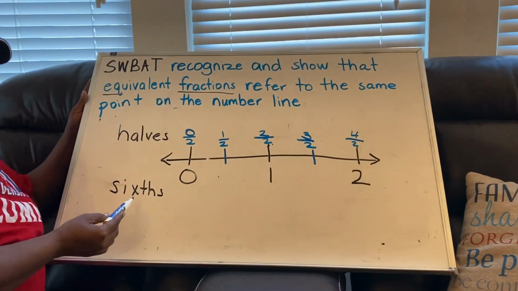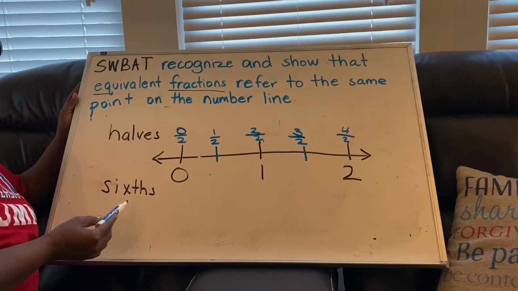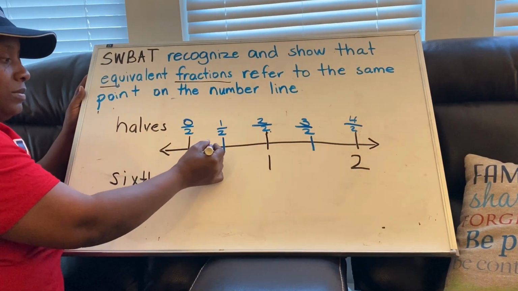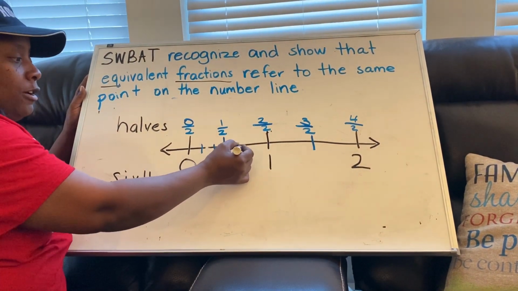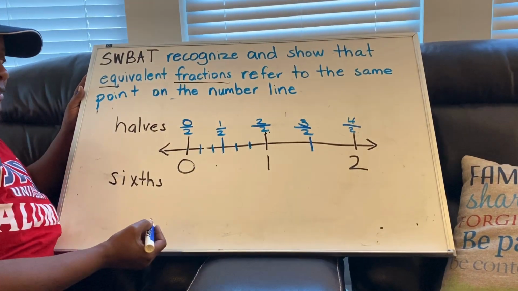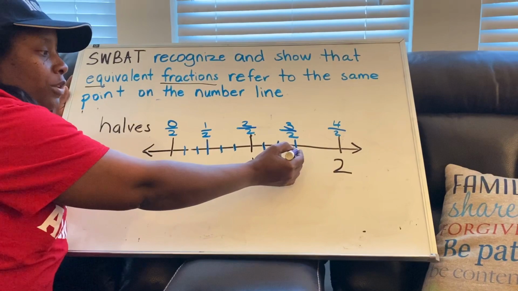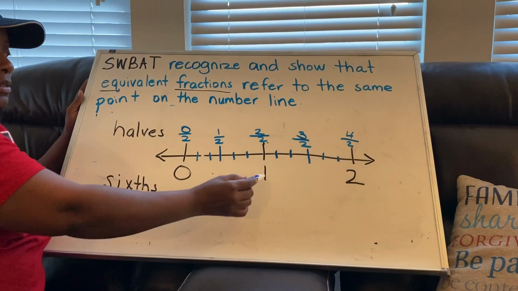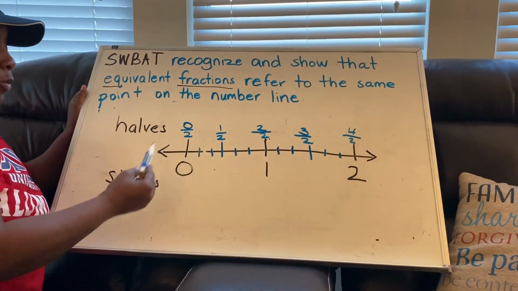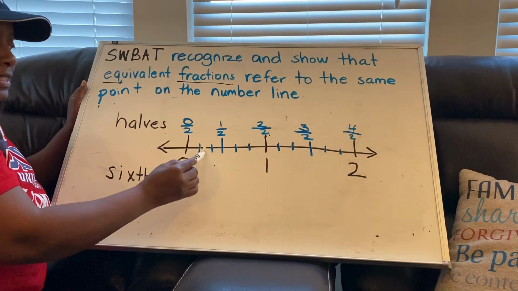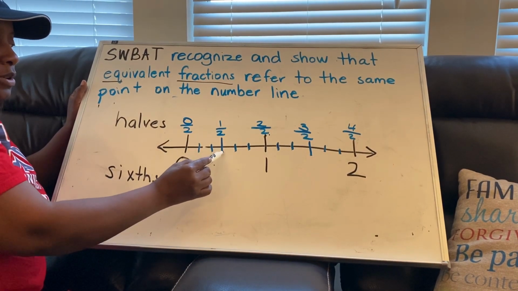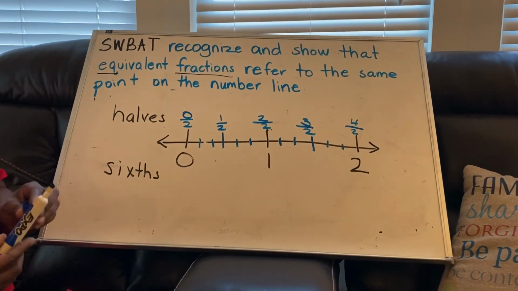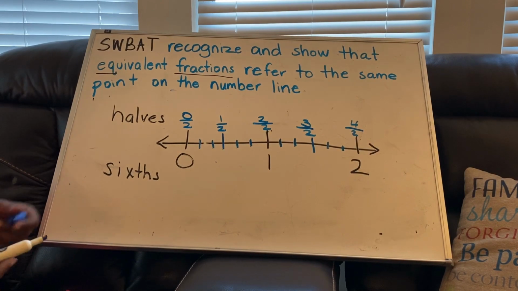And then of course sixths is 6 equal parts. 1, 2, 3, 4, 5, 6. So for sixths, from our first few lessons, we learned that from 0 to 1, I have to do 6 equal parts. 1, 2, 3, 4, 5, 6. Each unit is 1/6 away. And then I can just start counting.